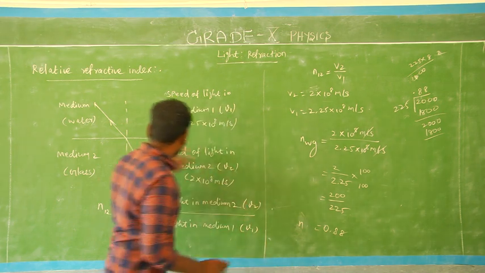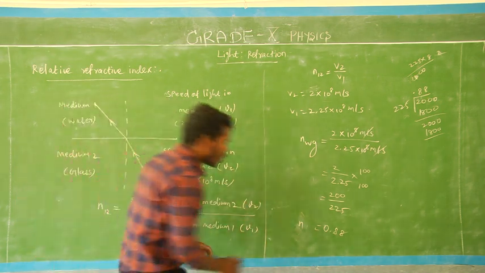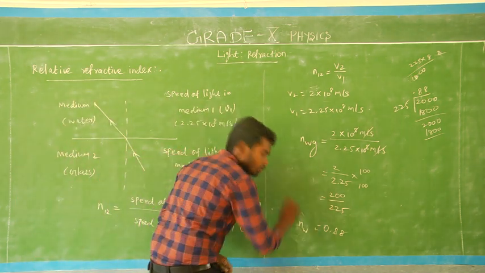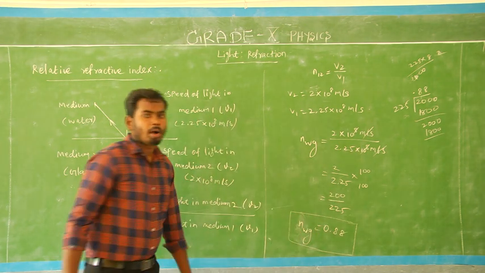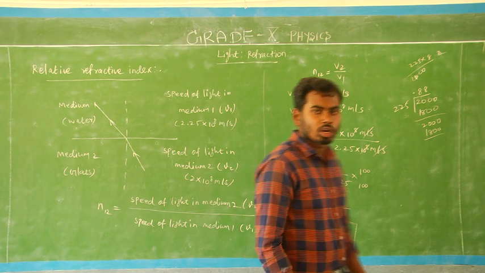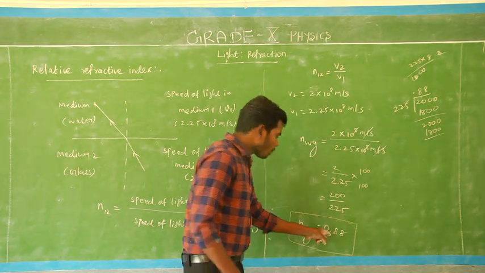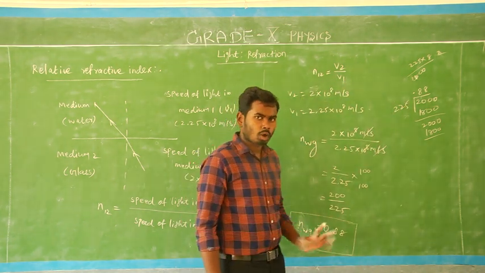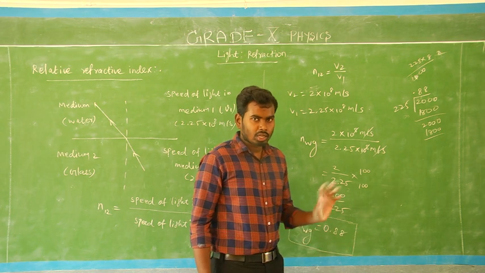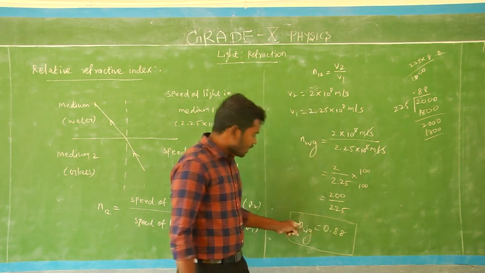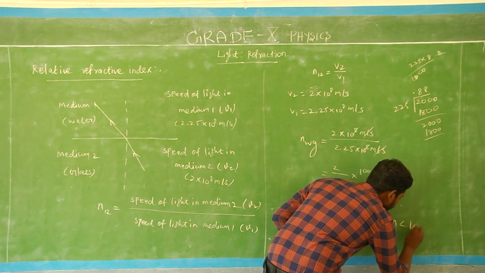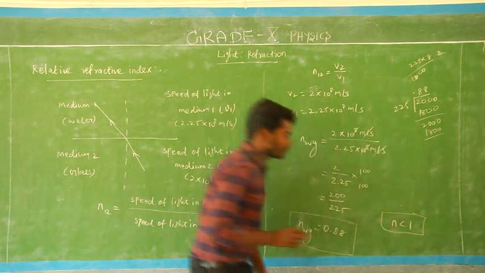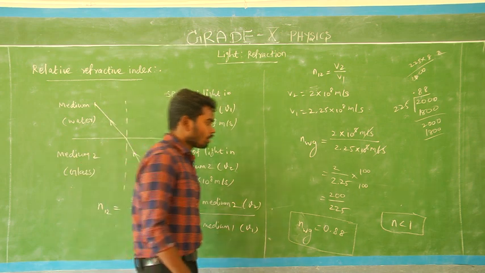So the refractive index of water with respect to glass is 0.88. Listen here: 0.88 is lesser than 1. Am I right? The refractive index value here is lesser than 1.